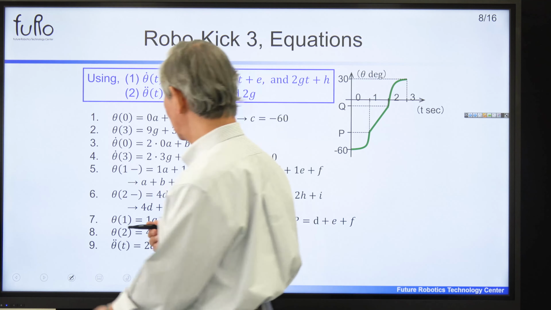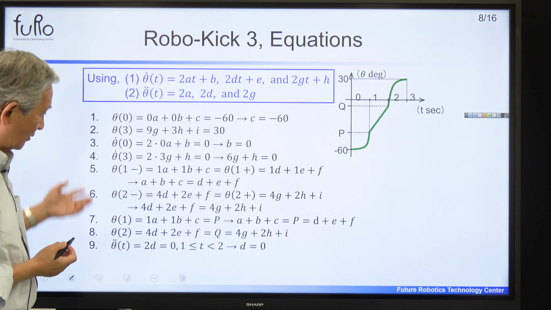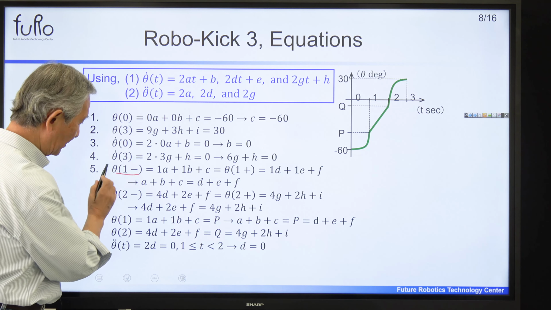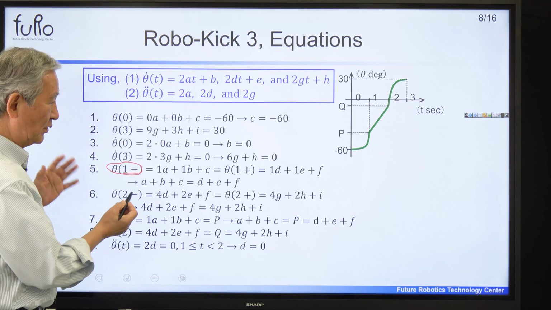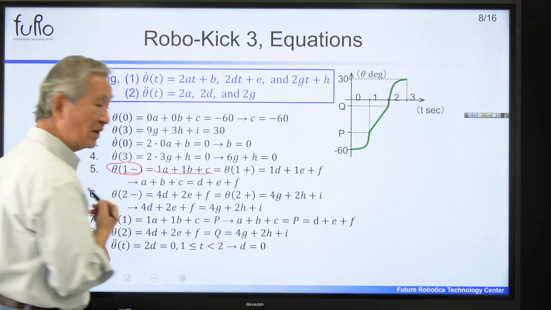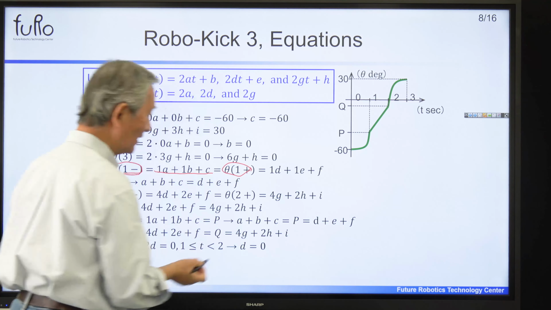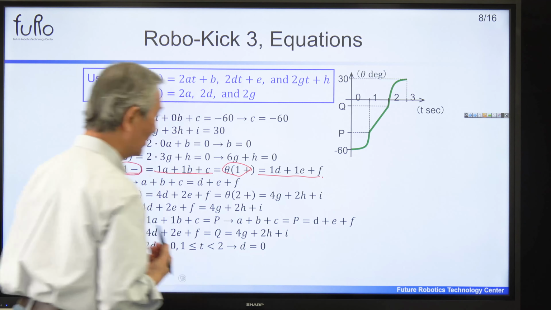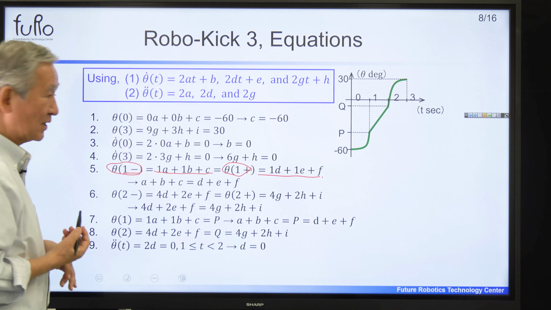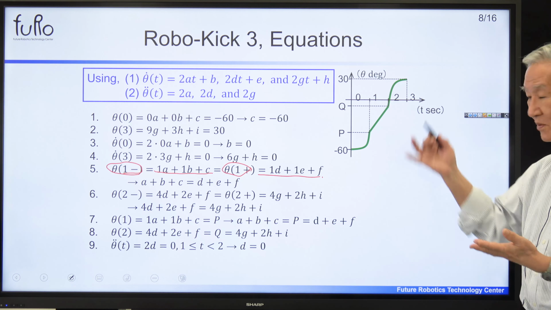So, if I write down all of those conditions in terms of the equations, this is what we got. As you can see, theta 1 minus is before 1, so therefore we use the equation for the first interval. And 1 plus is in the second interval, so we use the equation for the second interval. Okay, so you have enough number of equations.